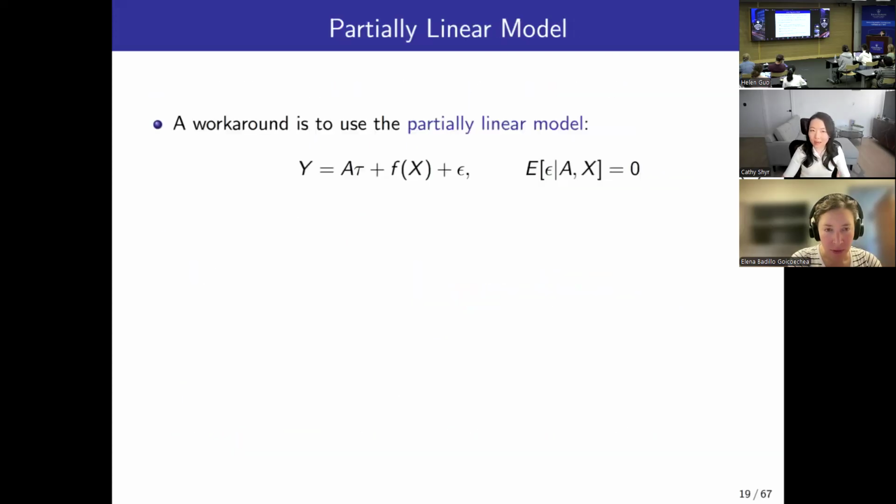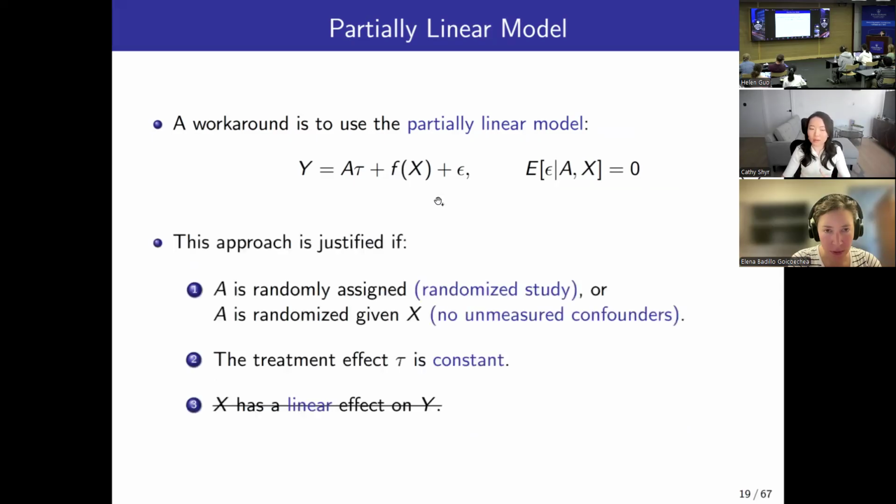So with that, a simple workaround is to use a partially linear model. So instead of having X beta, we now have f of X. And again, this approach is justified with the same set of assumptions as before, but now we've gotten rid of the last linearity assumption.